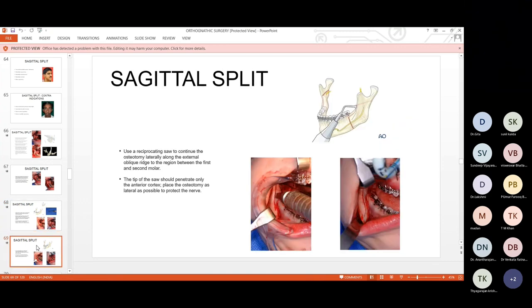Then the next is, again, this contra-angle bur used for the split along the oblique ridge there. So you can see that I'm doing that. Up to this place, the tip of the saw should penetrate only to the anterior cortex. You can see that it is more tilted laterally, because if you tilt medially, you can injure the inferior alveolar nerve and the artery. Laterally, it is better to do it so that you can reduce the risk of nerve injury.